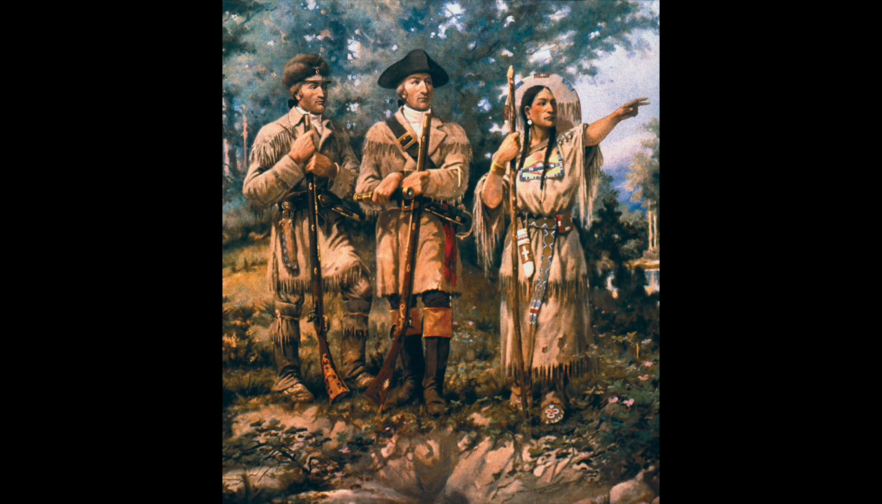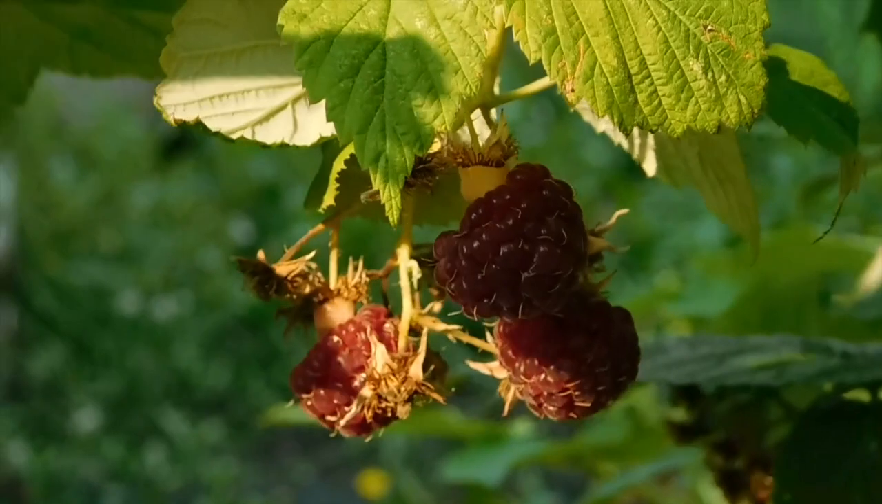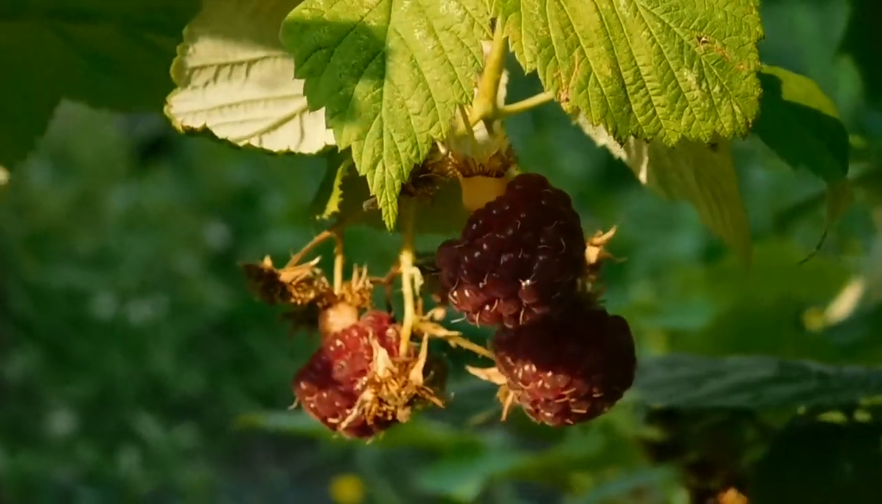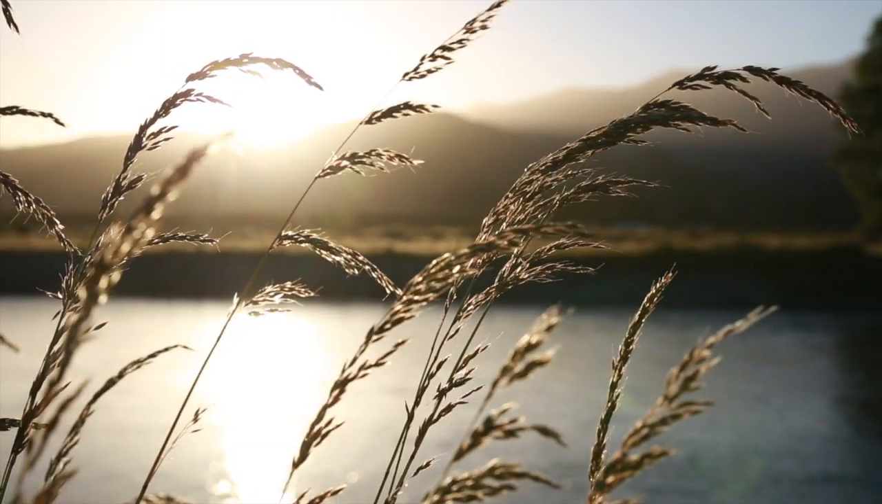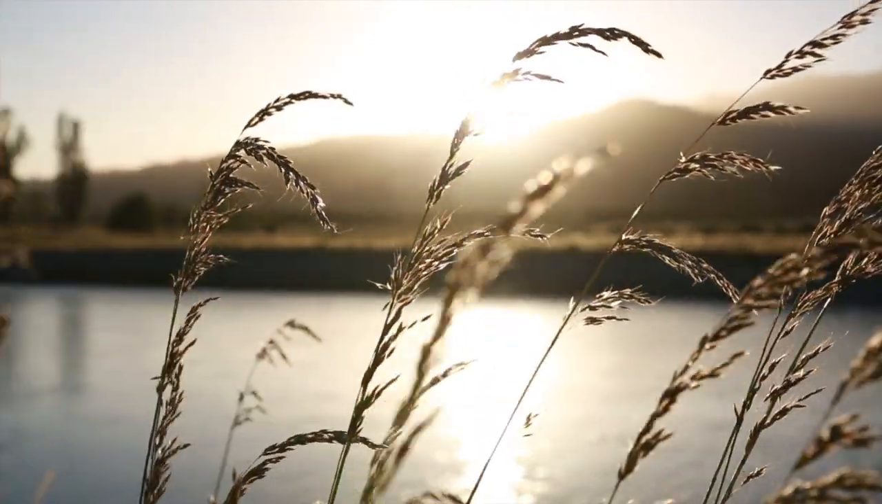Any discussion about Lewis and Clark would be incomplete if we didn't talk about Sacagawea. Sacagawea was a Native American who accompanied Lewis and Clark between 1804 and 1806, and she proved invaluable to their journey in many ways. She acted as an interpreter, she provided direction, and she shared valuable knowledge of natural foods and medicines. She understood which plants, roots, and berries were food and which ones were medicine, and she's said to have remained calm and cheerful during adversity.